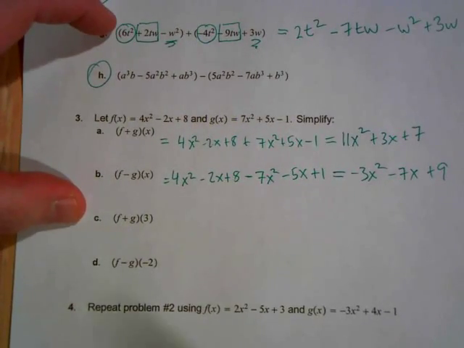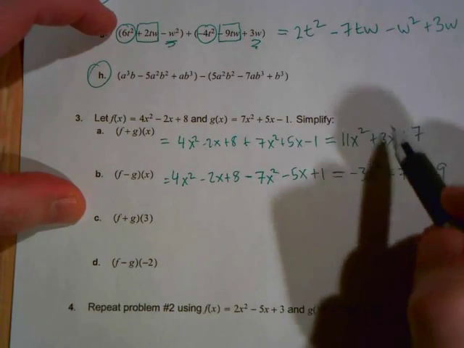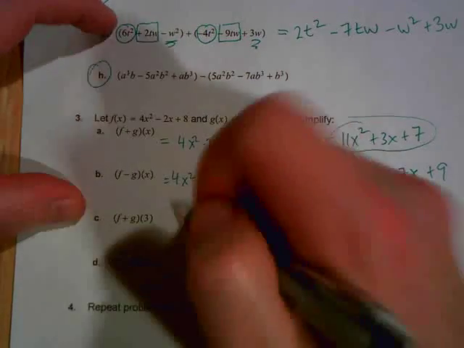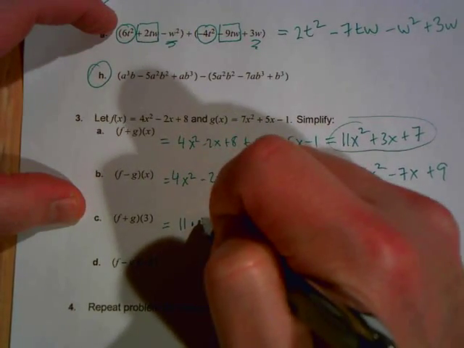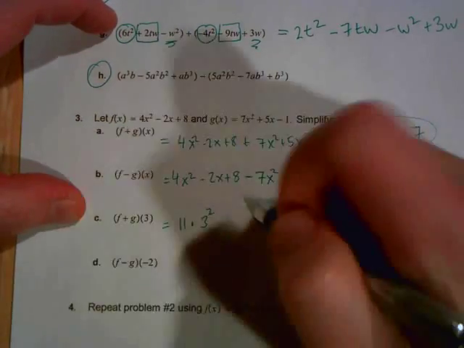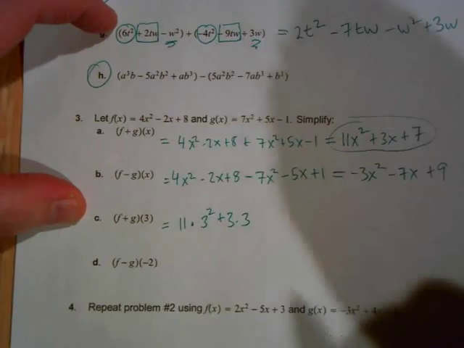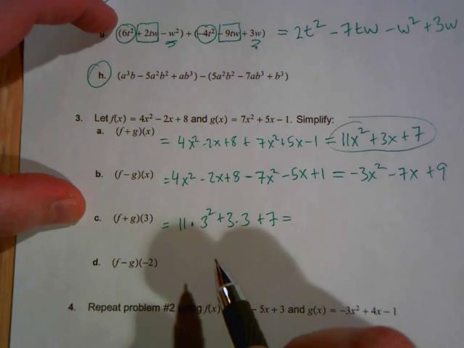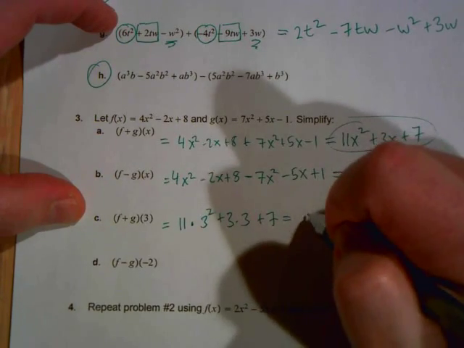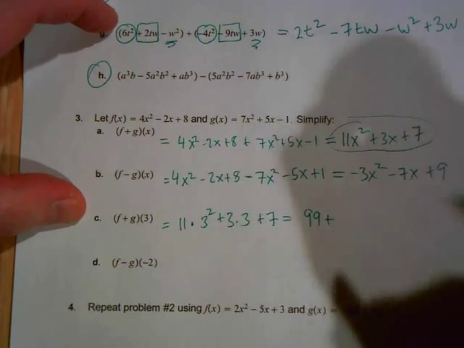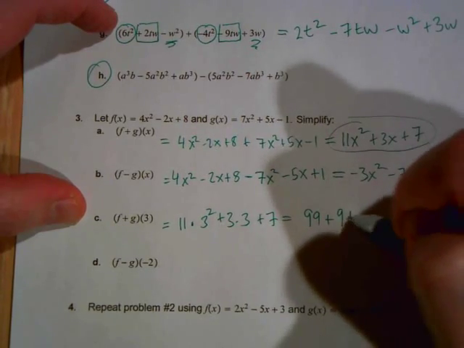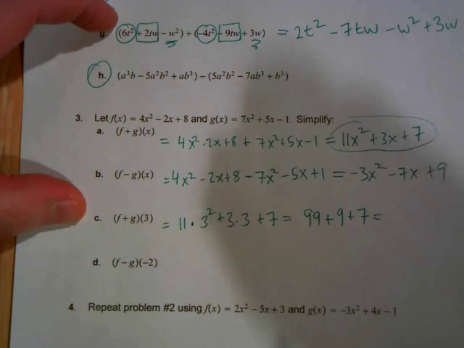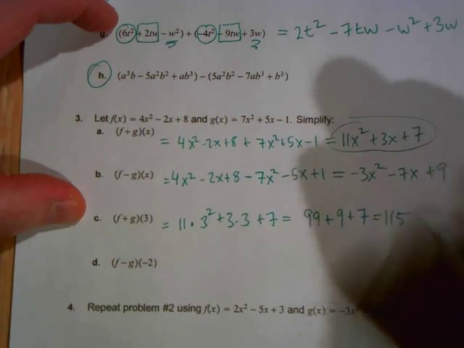So for C, I'm going to take this answer that I got back up here in part A, and it's telling me take and plug the number 3 into there. So that's going to be 11 times 3 squared plus 3 times 3 plus 7. Let's see, 3 squared is 9. 9 times 11 is 99. Plus 3 times 3 is 9. Plus 7. 99 plus 9, that's 108. 108 plus 7 sounds like 115.